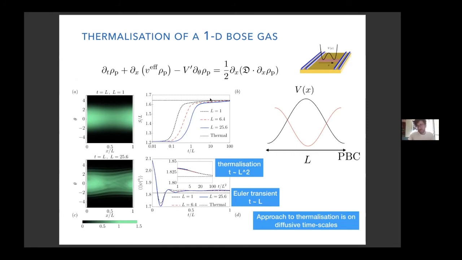You see the same for the entropy. If you choose a higher value of L, the entropy still increases at order t over L. So the entropy increase is always of order L. In a sense, there is still an entropy increase due to the fact that you have Eulerian evolution and diffusion, but the real one, the one that really brings you to the thermal value, is on order L squared.